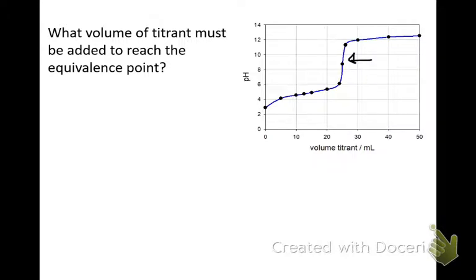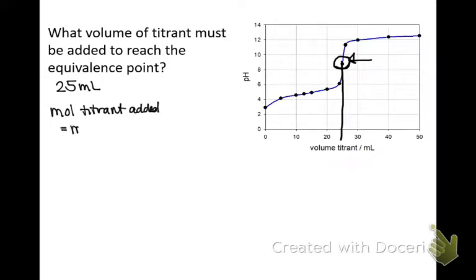And we find that when we have that inflection point, that represents the equivalence point, when the moles of titrant equals the moles of analyte initially. And so we're looking for the volume where that happens. So here, the volume of titrant is 25 milliliters to reach the equivalence point. And what that means is that the moles of titrant added exactly equal the moles of analyte initially.